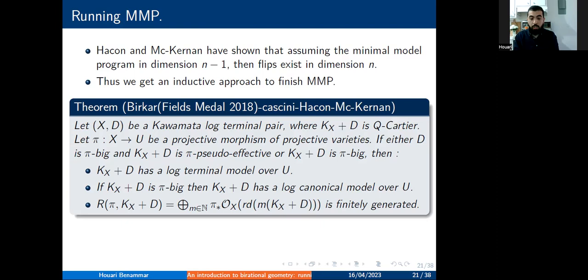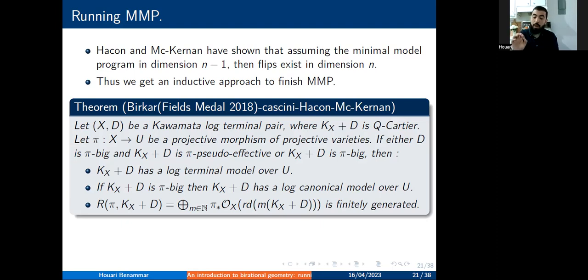So what did Birkar, Cascini, Hacon, McKernan prove? We start with a Kawamata log terminal pair, because of the singularities appearing in MMP. K_X plus D is Q-Cartier, and here we define everything relatively, for many reasons. So we take a map from X to U, which is a projective morphism of projective varieties. So if either D is relatively big and K_X plus D is relatively pseudo-effective, or K_X plus D is relatively big. So what does big mean?